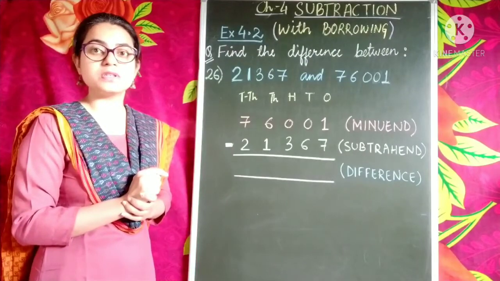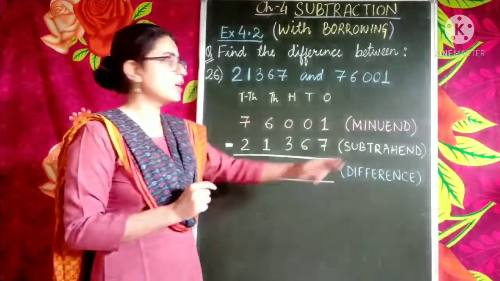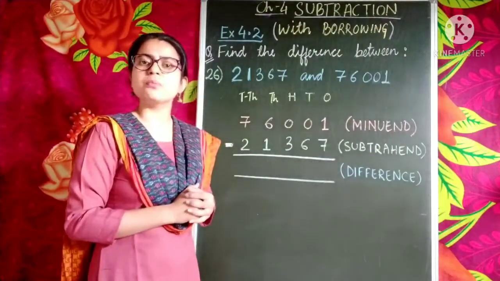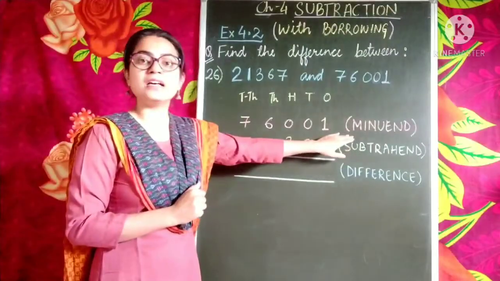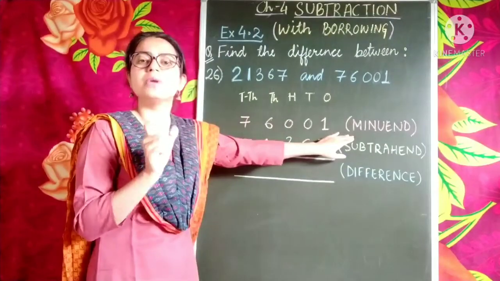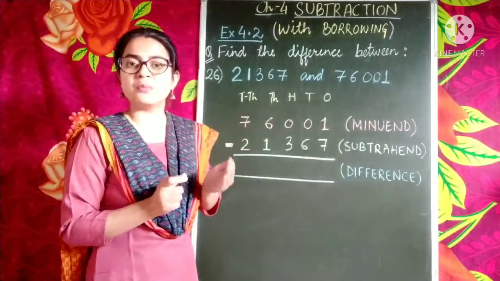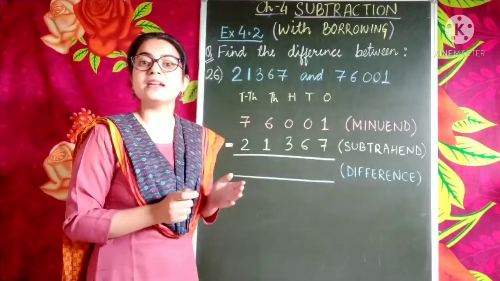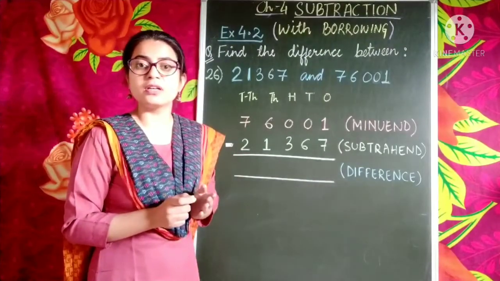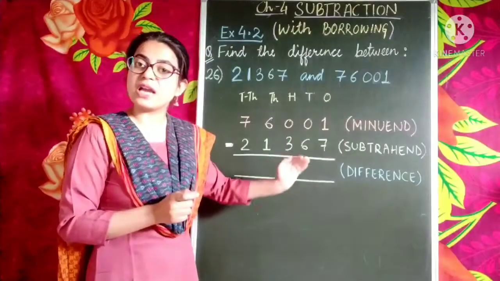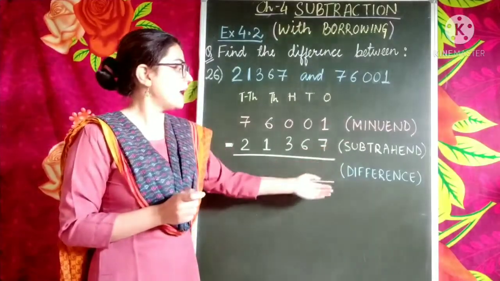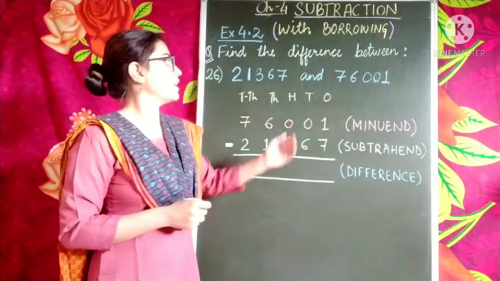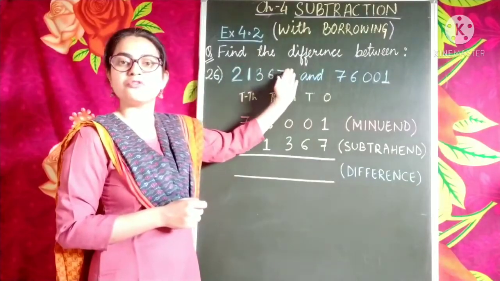Now, what are the terms? The terms of subtraction are minuend, subtrahend and difference. What is the minuend? The minuend is the greater number, the larger number from which another number is subtracted. Then we have the subtrahend. Subtrahend is the smaller number which is subtracted from the minuend. And then we have the difference. The answer that is obtained after subtraction is called the difference. Hence, we have been told to find the difference.